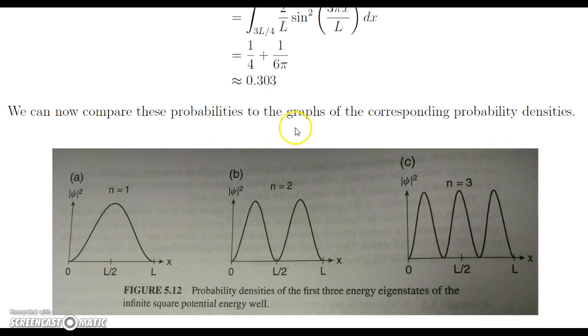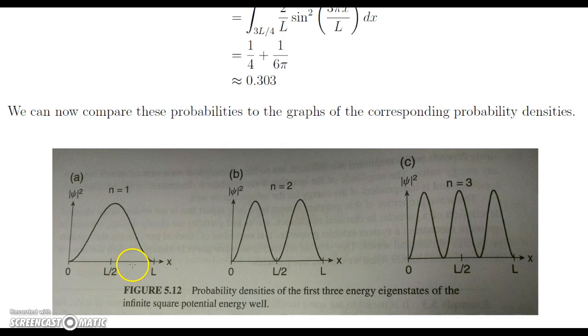So lastly, let's try and analyze what these probabilities actually mean. Here is a graphical representation taken from McIntyre that shows the probability densities for the first three energy eigenstates for an infinite square well of length L. And this is exactly what we're doing here. Now that we have these probability densities, we're actually just finding the area under the curve. And now we can compare to what we expect.